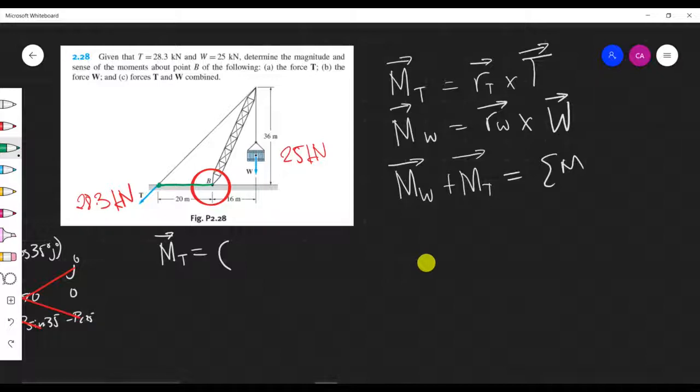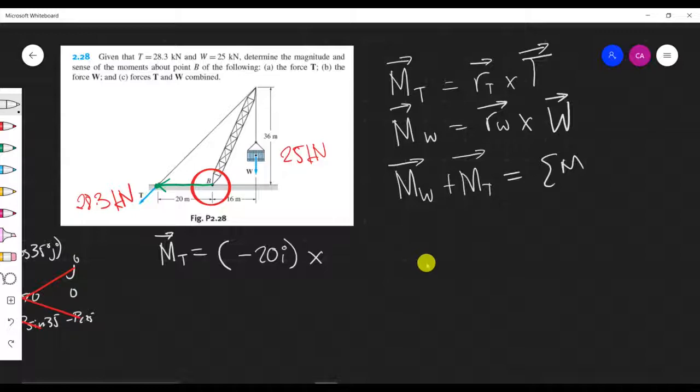Nasaan yung T? Bakit walang angle yung T? Meron palang angle yung T. Okay, so yung vector location niya ay ito. So siya ay merong vector application na negative 20 kasi pakaliwa sa direction ng i.